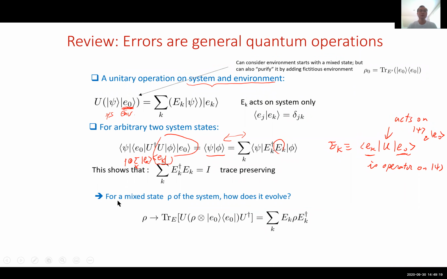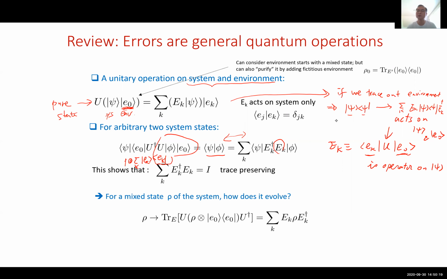So, yeah, for a general mixed state, if we regard the system initially not in a pure state psi, but in a mixed state, how does it evolve? Right? So we know for a pure state, this is how it evolved. But actually from here, if we trace out the environment, this actually implies that the initial psi is taken to E_k psi and E_k dagger.